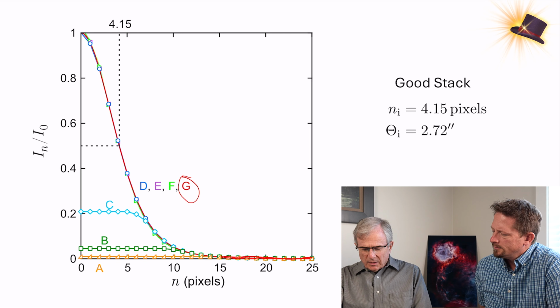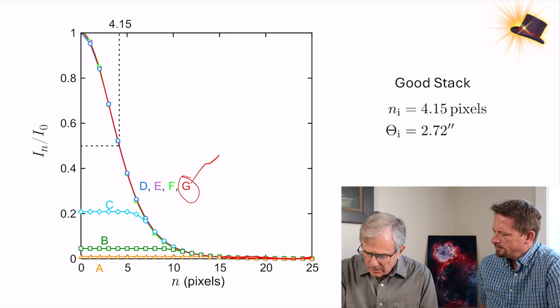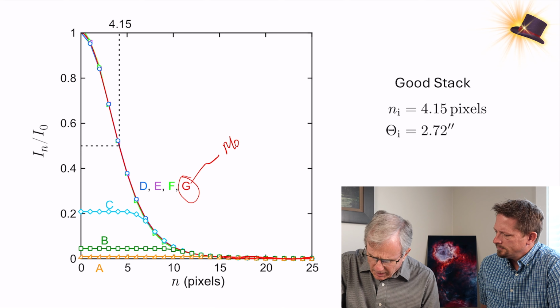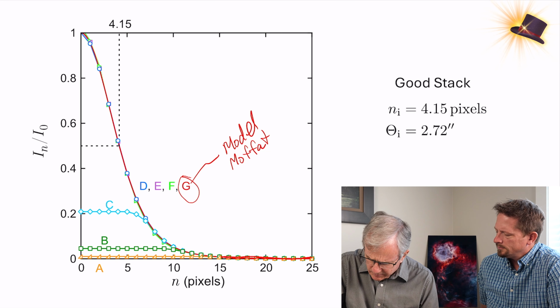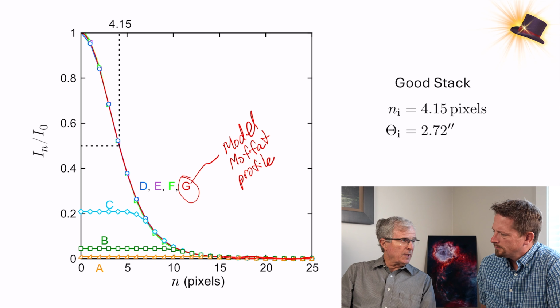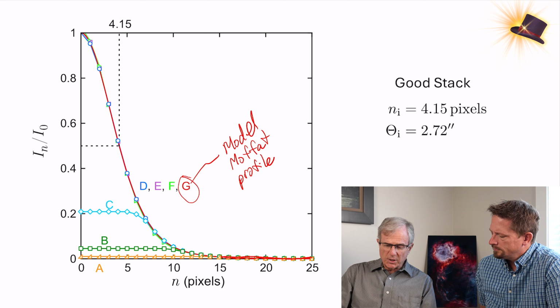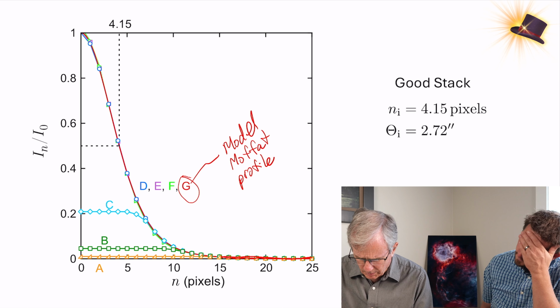Now G is not a star. G is a model that we created called the Moffett profile, which clearly matches these star profiles quite well. It has some adjustable parameters, and we talk more about it in the book.